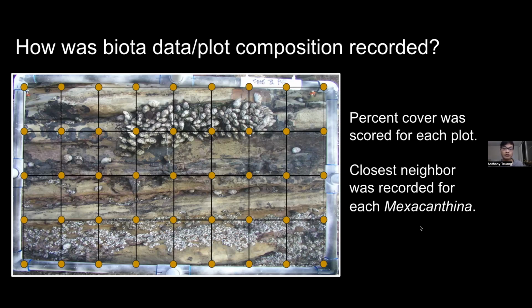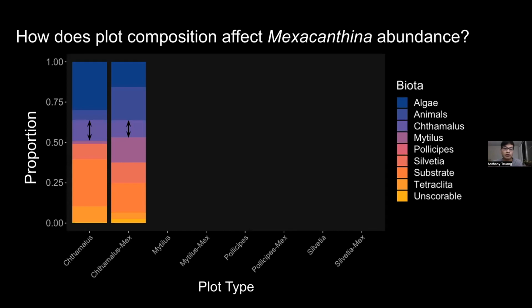And so for this next plot, given both of those protocols, we can try to see whether or not the plot composition lines up with the Mexican Thyna use. And if there's any disparity between those two, then we could say that Mexican Thyna is either using one species or is more frequently observed in contact with one species more than another.